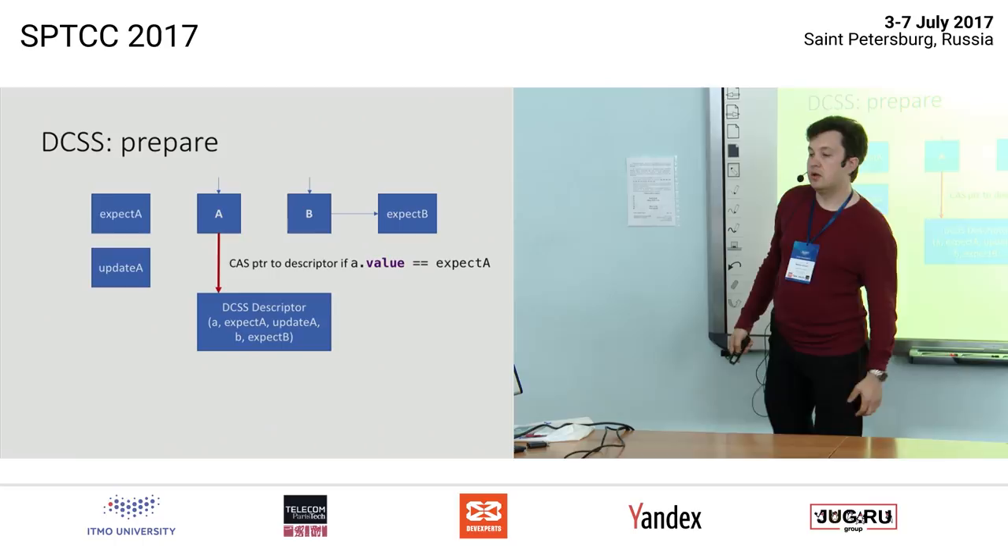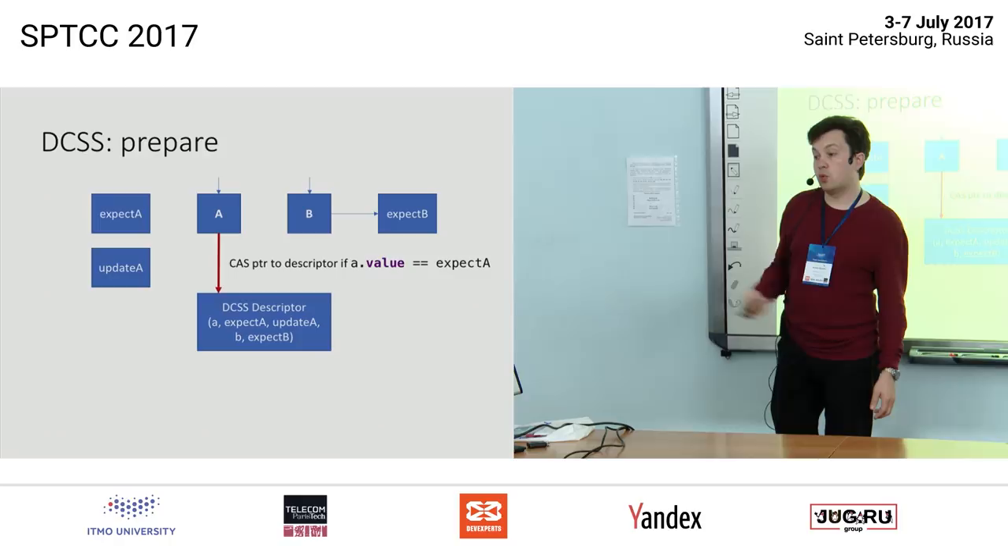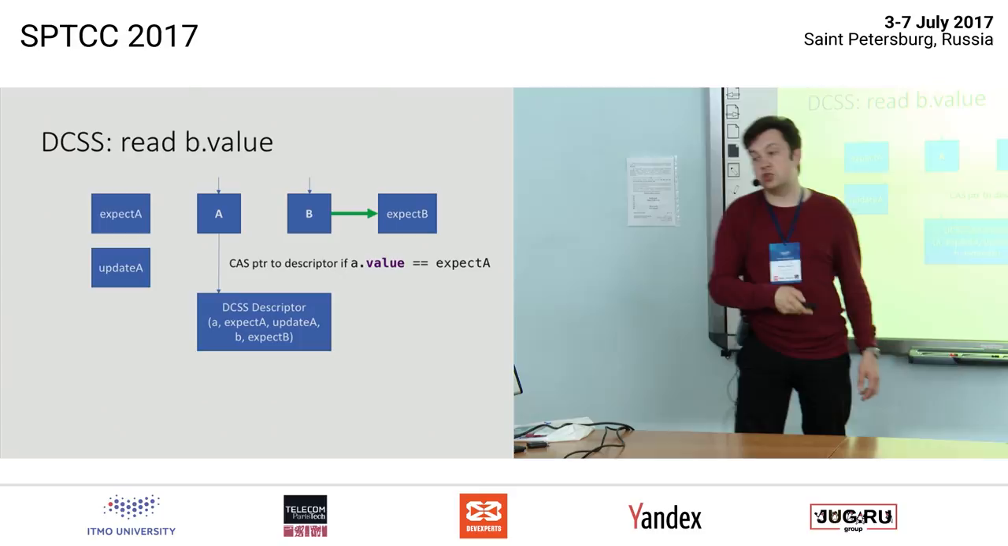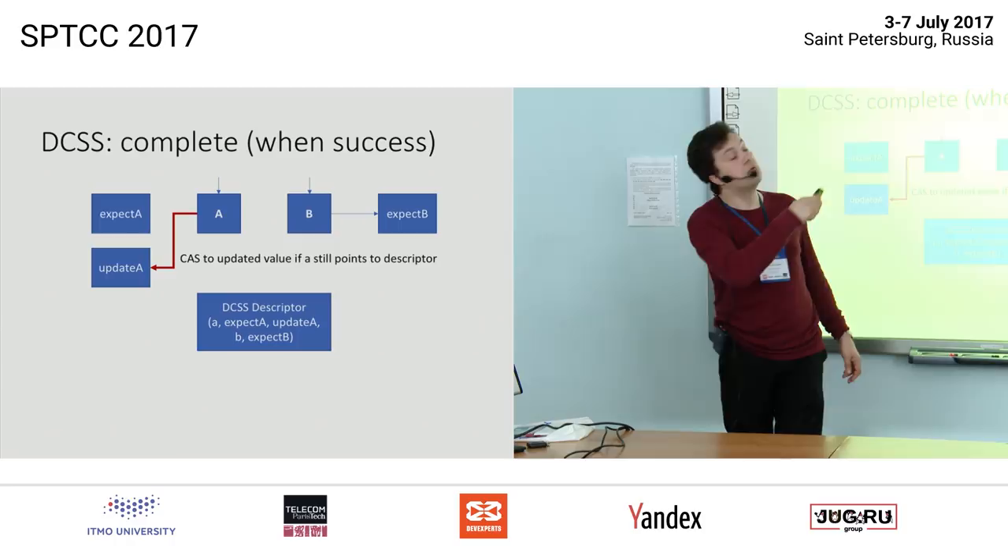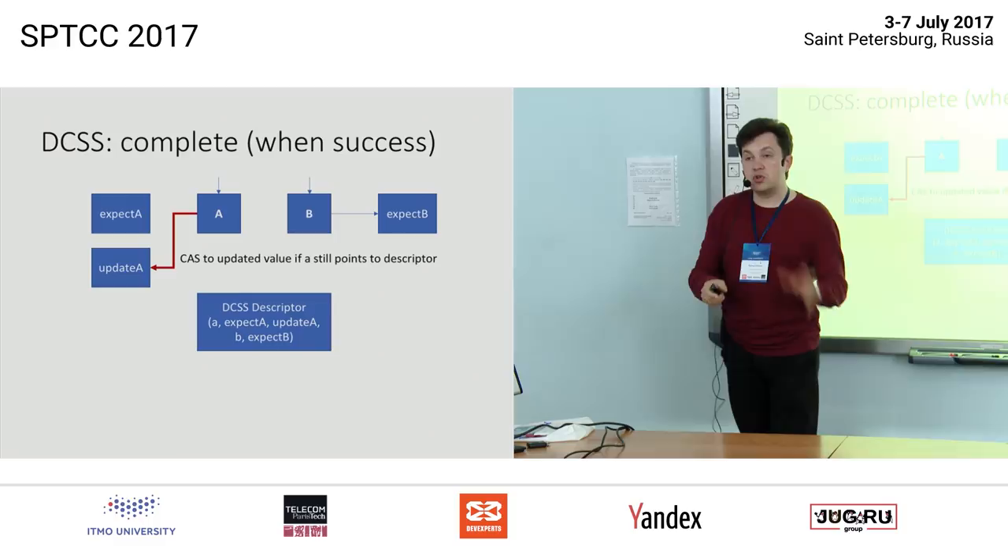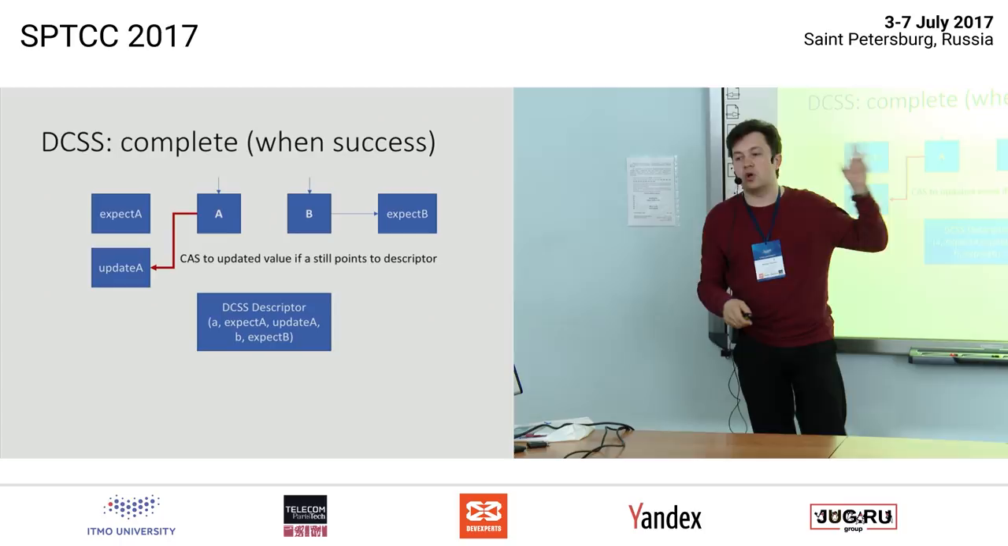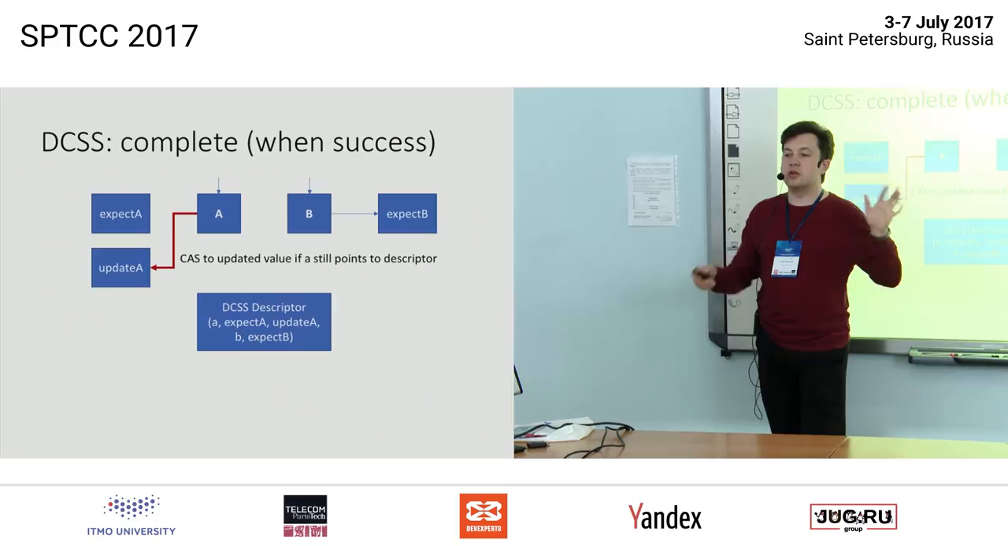The next step is the actual completion of this operation. So what do we do? We read the B value, and if it's equal to what we expect it to be, then we CAS A to the updated value. That's it, it's over. The descriptor can be garbage collected. It's a really short-lived object, and garbage collection is really efficient with short-lived objects. We created it only for the very short duration of this operation. That's it, we've completed our operation.